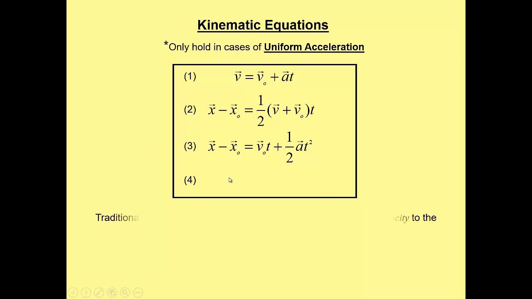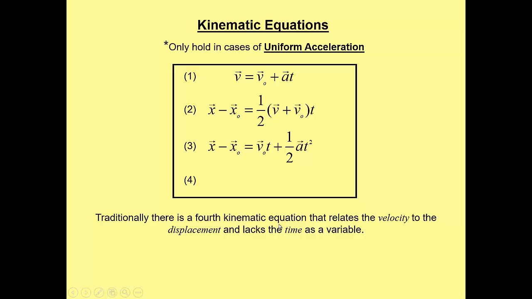Now, traditionally, there is a fourth equation. We created a set of these because it helps us to problem solve, because each equation is missing one thing. If you look at the first equation, there's no displacement in that equation. If you look at the second equation, there's no acceleration. The third equation lacks the final velocity, which is there and there. So the traditional fourth equation lacks time. So it'll have the other variables in there in some combination, but it won't have any t's.